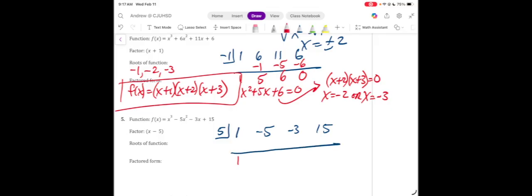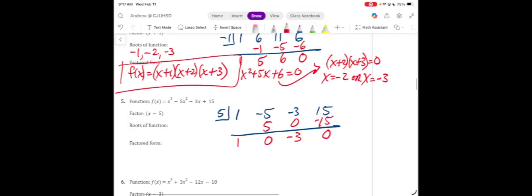Okay, drop the 1, 5 times 1. Remainder 0 there, 5 times 0, 0. Add those together. -15, perfect. Got a remainder of 0. What's left is x squared minus 3.